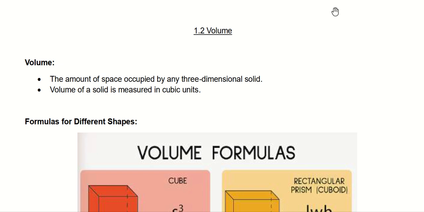Okay, so what is volume? Well, in short, the volume is the space occupied by any three-dimensional solid. The volume of a solid is measured in cubic units, but it can also be measured in liters. I'm going to add that later, but you're most likely not going to come across that unless you're doing chemistry. Most likely you're going to come across cubic units.